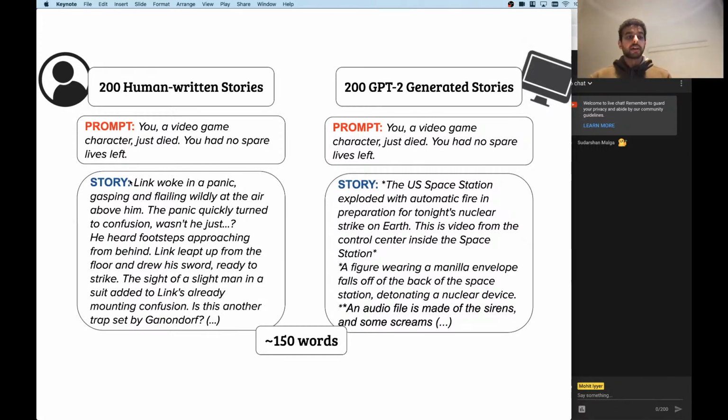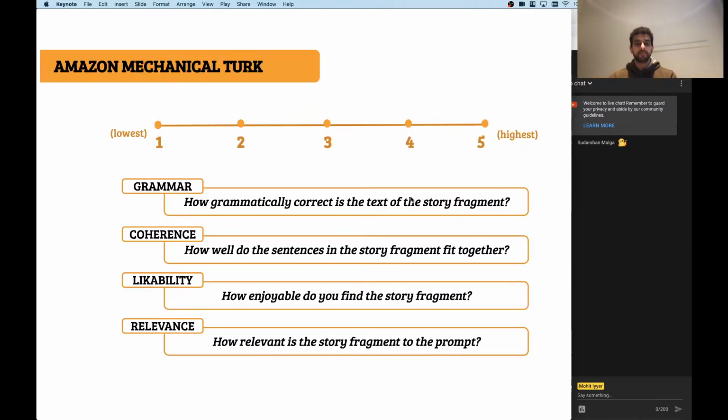So compared to the reference story, at least. And it also suffers from, like, what does this mean, a figure wearing a manila envelope, and so on. So we can send both the human-written story and the model-generated story to this platform, Amazon Mechanical Turk, and we'll ask the workers to rate how grammatically correct is the story, how coherent is the story.